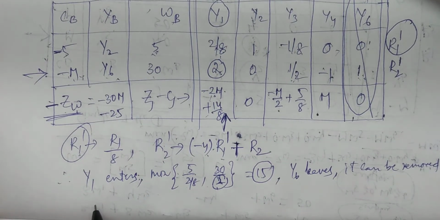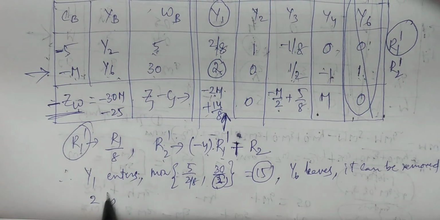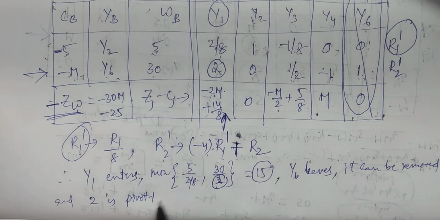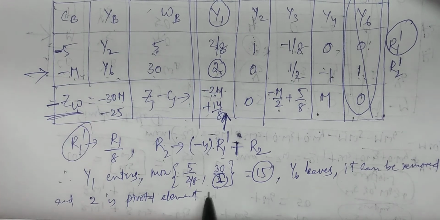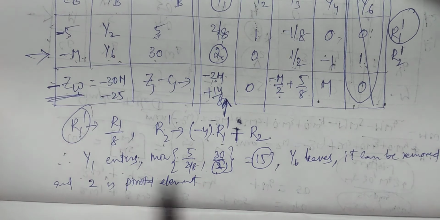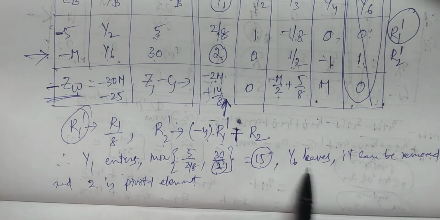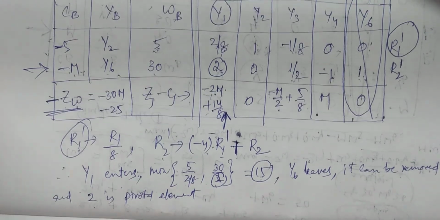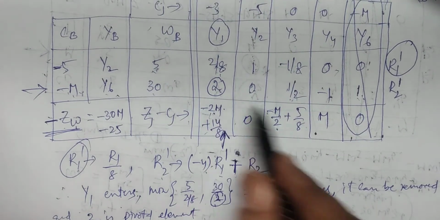And what is the pivotal element? 2 is the pivotal element. This is the calculation you have to do after simplex table 2: y1 enters, the minimum ratio is this, y6 leaves, therefore it can be removed, and 2 is the pivotal element. That is what we have to do. And then I am formulating simplex table 3.